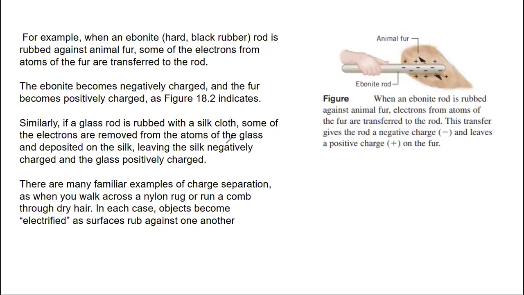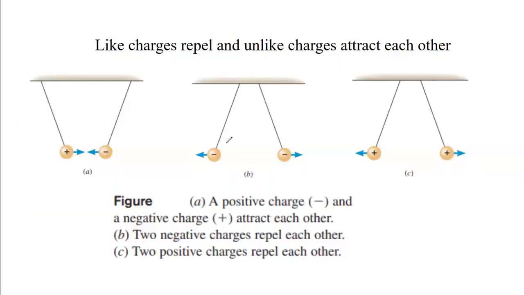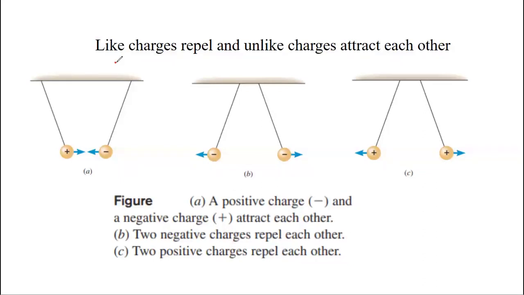Moving on, we want to take note of one thing here. If you know it already, that's good. Like charges repel and unlike charges attract. If you see the first diagram, this is the positive charge, this is the negative charge, and they attract each other. These are unlike charges. What does the rule say? Unlike charges attract each other. And what about this situation? Two negative charges repel each other. And similarly, these two positive charges will repel each other.